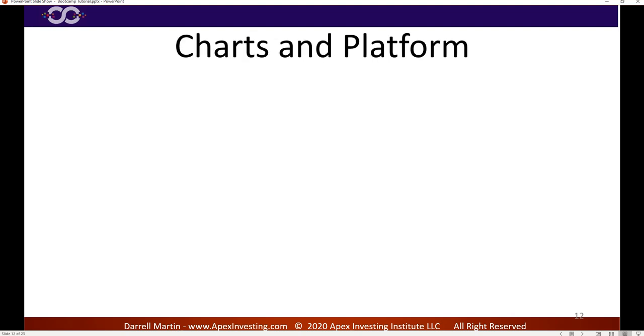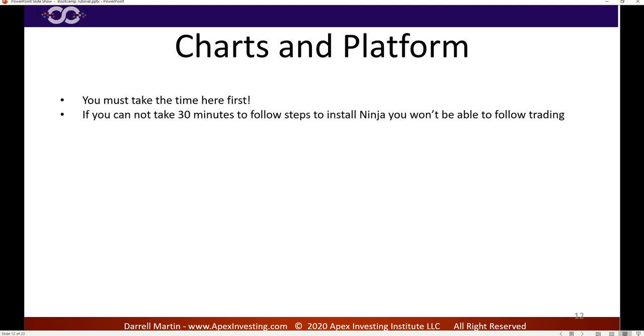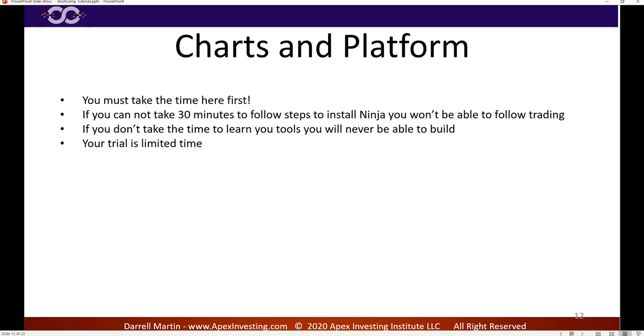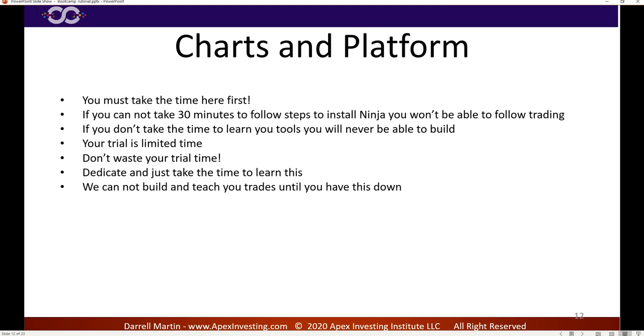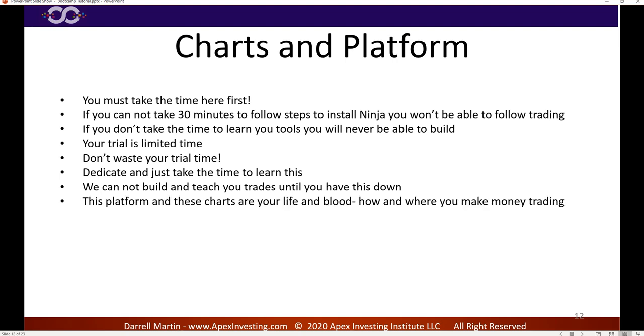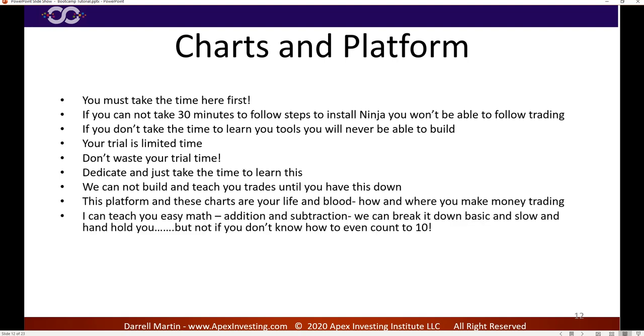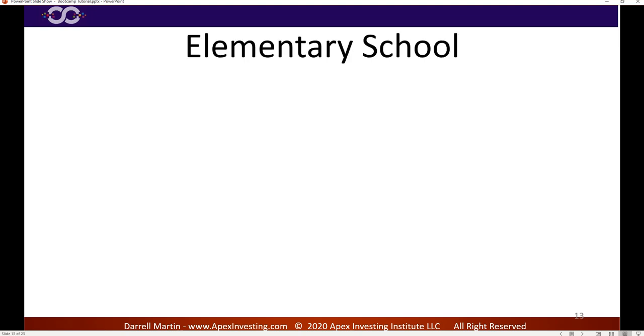So, charts and platform. Like I said, you got to take the time there first. If you can't take 30 minutes just to follow those steps and install Ninja, you're not going to be able to trade. Okay? And if you don't take the time to learn those tools, you'll never be able to build. Let's not waste the trial. We can't build and teach you about the trades until we establish that foundation first, because those charts are your lifeblood.